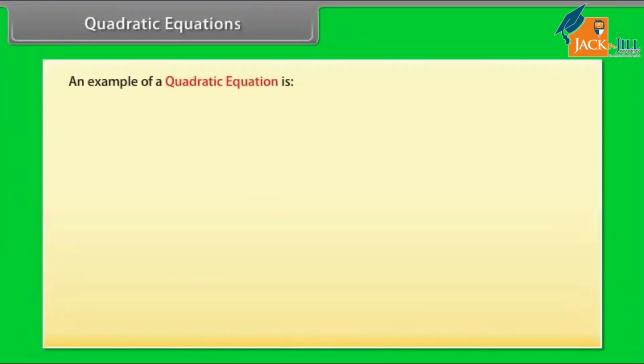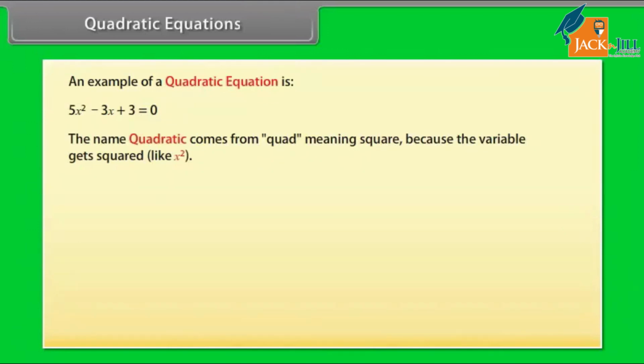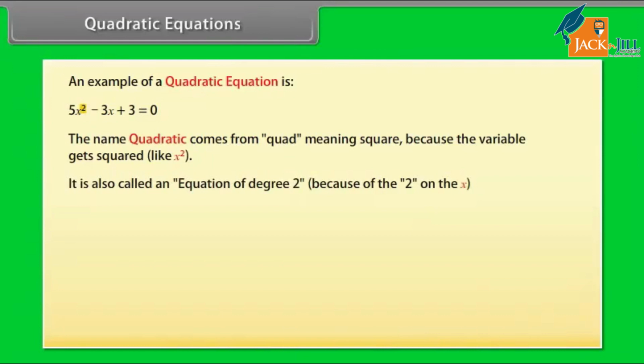Quadratic equations. An example of a quadratic equation is: the name quadratic comes from quad, meaning square, because the variable gets squared, like x square. It is also called an equation of degree 2, because of the 2 on the x.